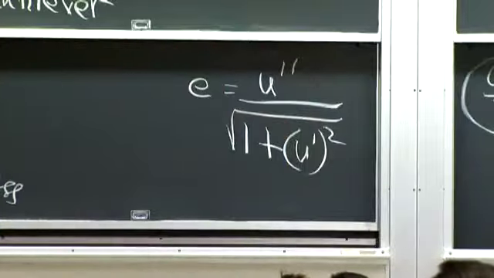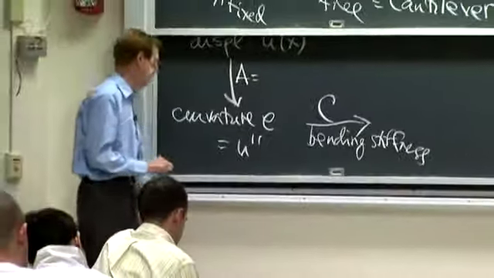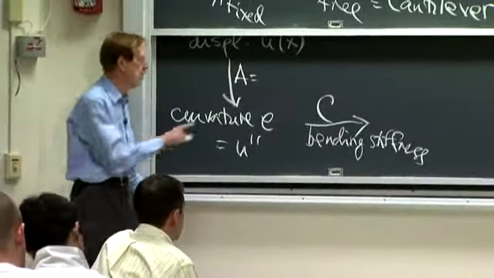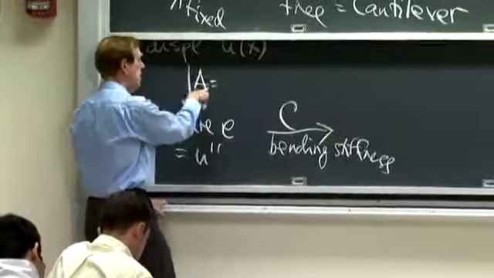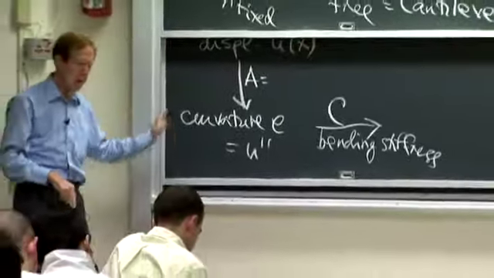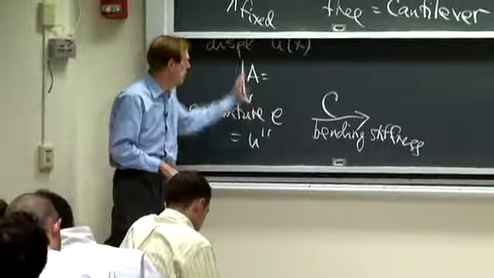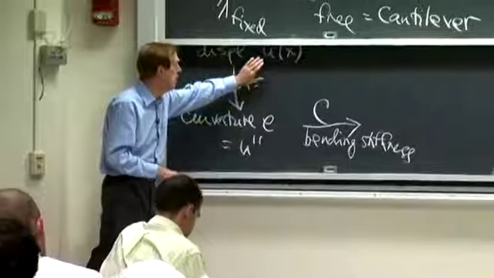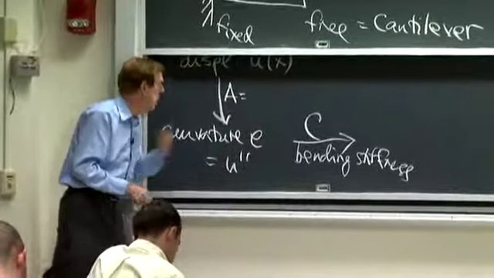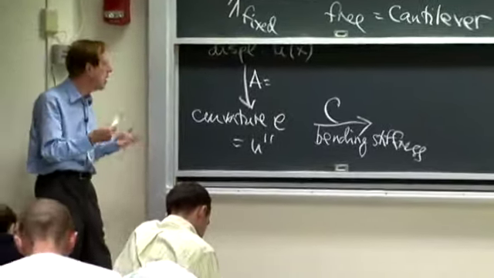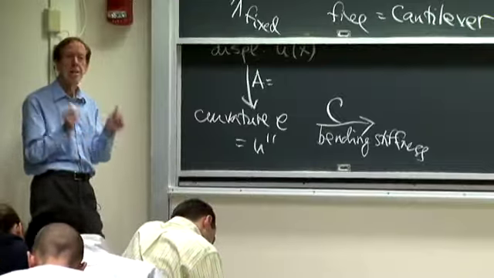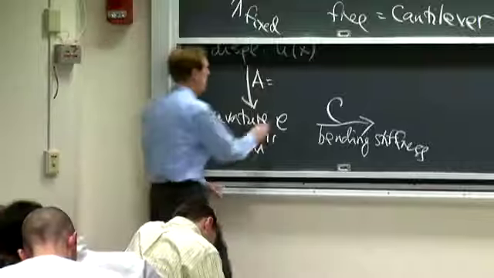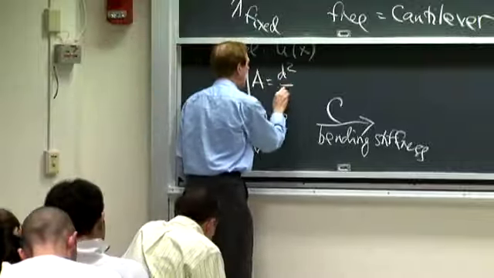But I'm just going to take u double prime. So this is an approximation. So that means that what is A now? What's my matrix A, or my operator A, that gets me from U to E? What's the E equals AU equation? A is just second derivative. That's something new. A is second derivative.